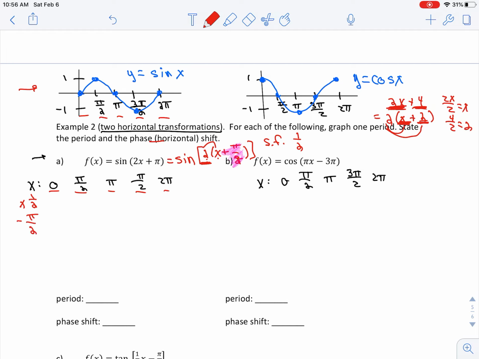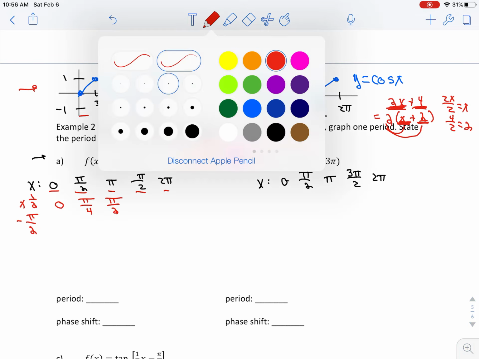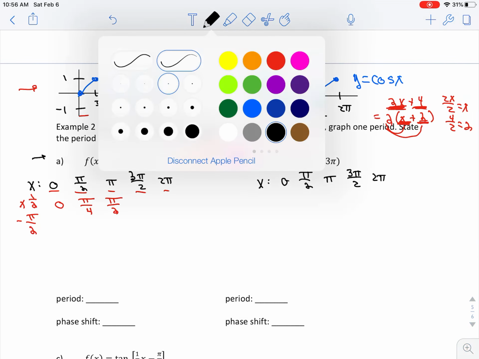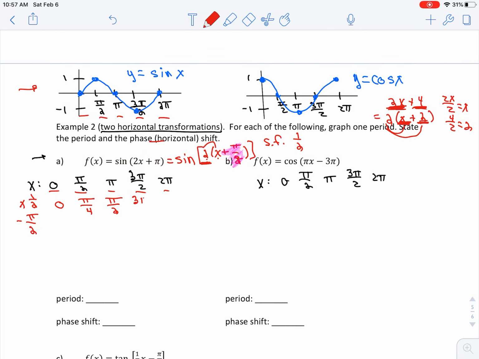So when I do my multiplications, 1/2 times 0 is 0. 1/2 times pi over 2 is pi over 4. I'm going to let you do the arithmetic if you need to. 1/2 times pi is pi over 2. 1/2 times 3 pi over 2 is 3 pi over 4. And 1/2 times 2 pi is pi. All right, then we're going to subtract pi over 2, so we get minus pi over 2.